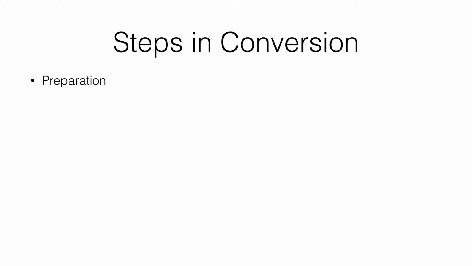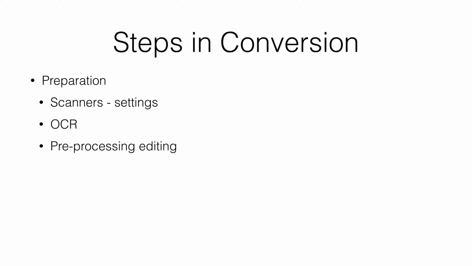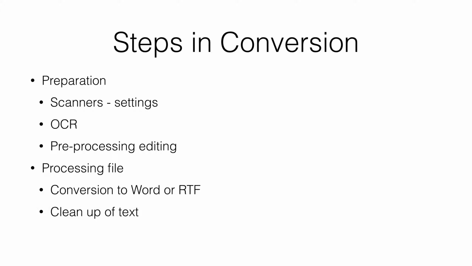The first one is the preparation in order to provide the document to be imported into Accordance. So, to do that, we need to talk about scanners and settings, OCR, and then some pre-processing editing before it is brought into Accordance. Then before the file is imported, we've got to process it in a program like Microsoft Word. We're going to talk about converting from Word to RTF, rich text format, cleanup of the text, and then finally the use of styles for titles.